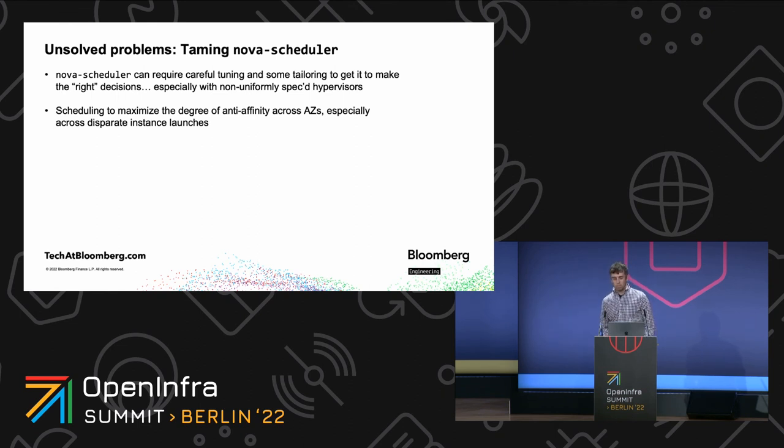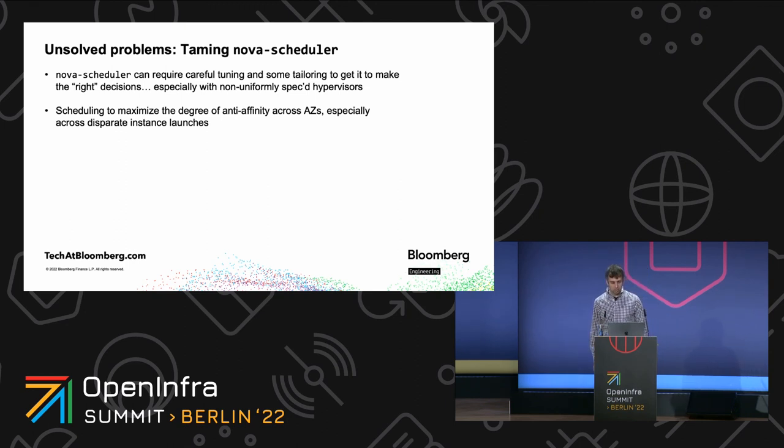And then one of the last problems is taming the Nova scheduler. We have a heterogeneous set of hypervisors, with different amounts of RAM and CPU, and different generations of machines. We find that Nova doesn't always do the best job of balancing things out to our liking. There are certainly tunables you can use to favor memory or CPU usage, so you do have to play around with those, especially at scale, to make things work.